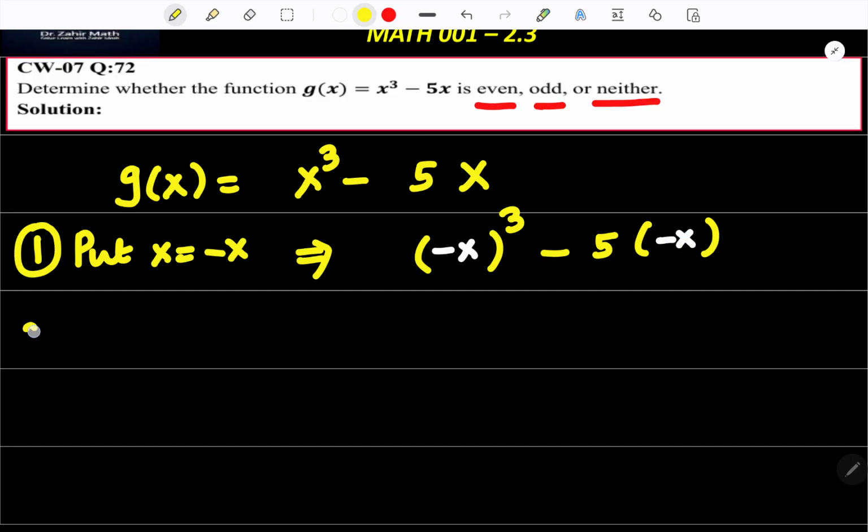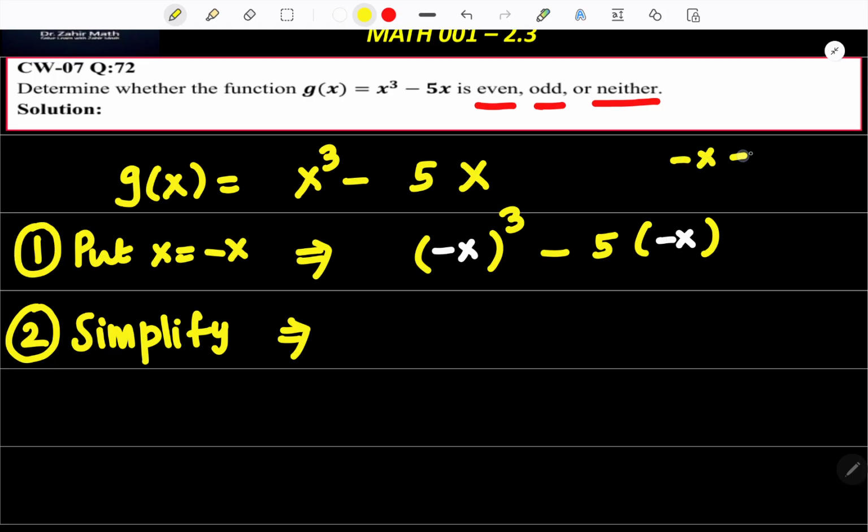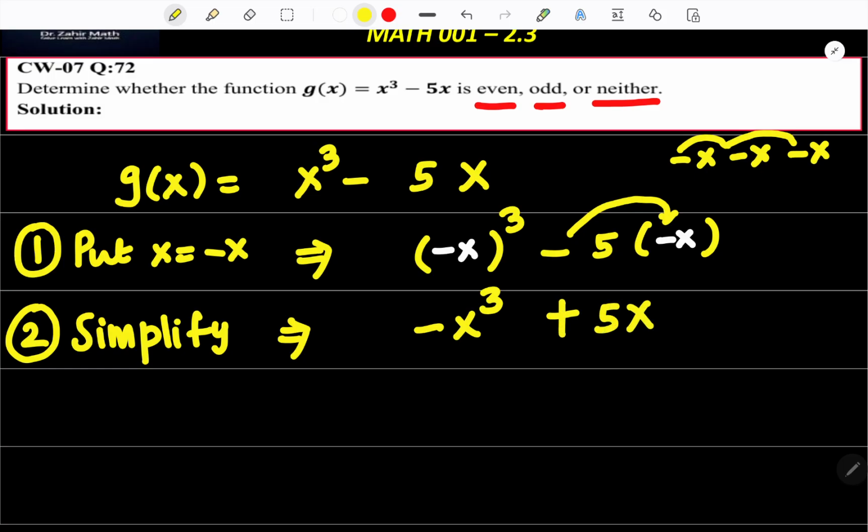Right. Now step number 2 is simplify. What do you mean by simplify? You're going to multiply the signs everywhere. Minus x multiply minus x multiply minus x. Minus into minus is plus. Plus into minus is minus. So minus x to the power 3. Okay. Minus into minus what? Plus 5x. Clear all of you?